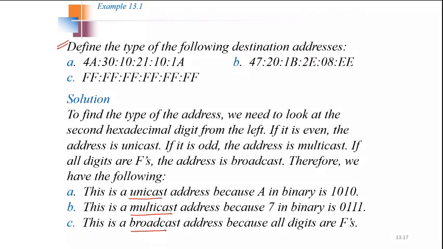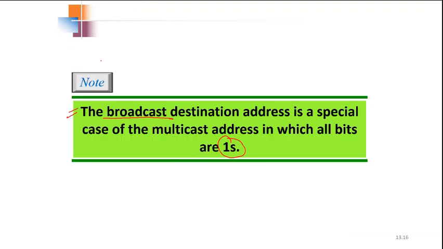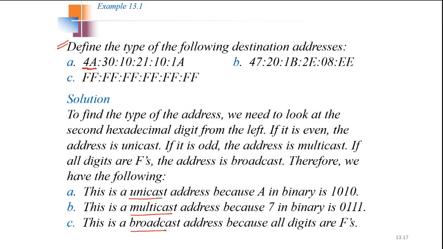If we want to find out what type of address it is, unicast, multicast or broadcast, we need to look at this one. We can consider this as 4A. If it is 4A, we need to find the LSB. 4 is 0, 1, 0, 0, and A is 10, so 1, 0, 1, 0. So if A is 1010, this 0 indicates unicast.